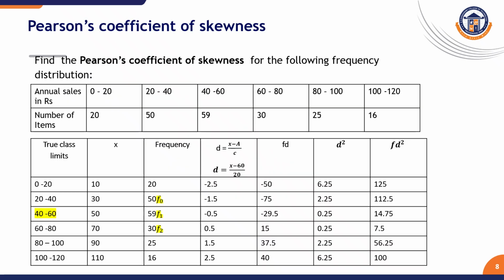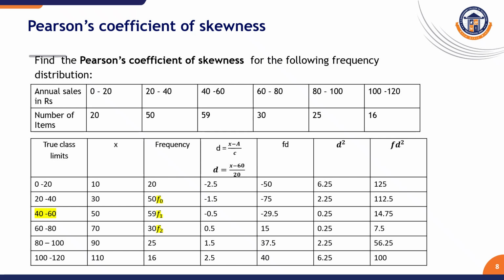Now let us see an example of how to calculate Pearson coefficient of skewness. The continuous data is given with some frequencies. For this, we have to find Pearson coefficient of skewness. Now let us take the true classes given in the problem, that is continuous interval. From this continuous interval, we have to write the mid value as x value and the given frequencies as they are.